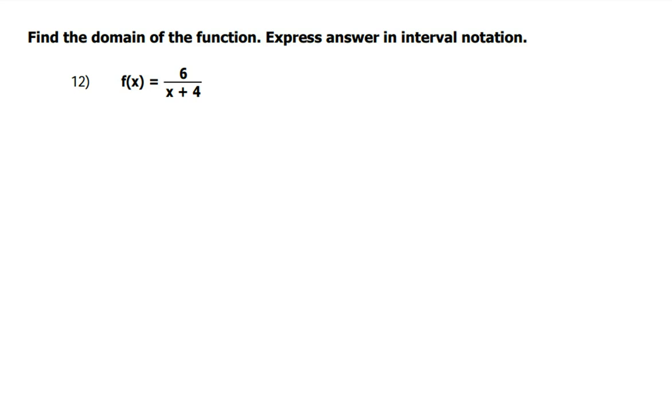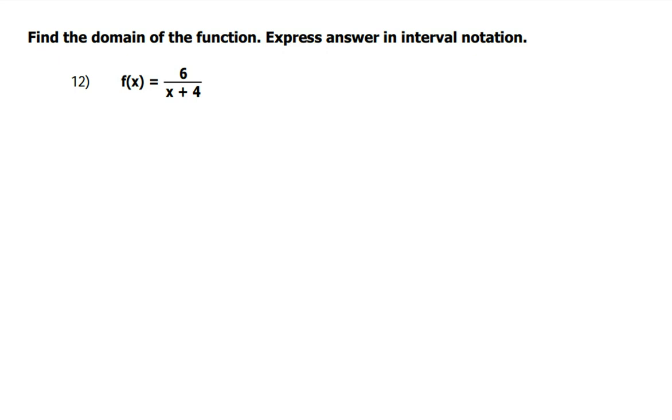Find the domain of the function and express your answer in interval notation. The domain is whatever x can be. And 90% of the time, x can be any number in the world.